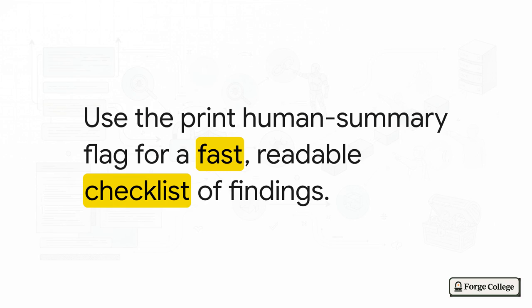This is a real game changer because, by default, security tools love to just throw a massive wall of text at you. Asking for a human summary gives us a fast, super readable checklist of what Slither found, neatly categorizing things from critical vulnerabilities all the way down to simple informational code smells.